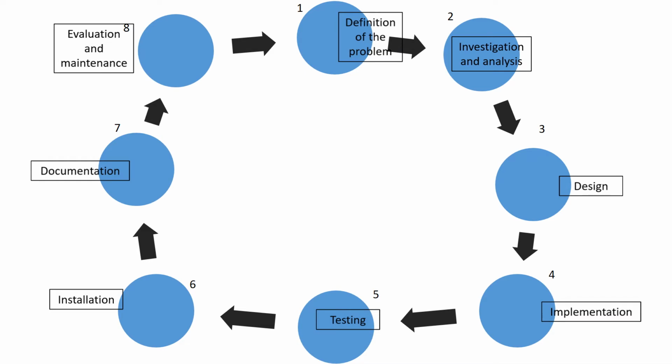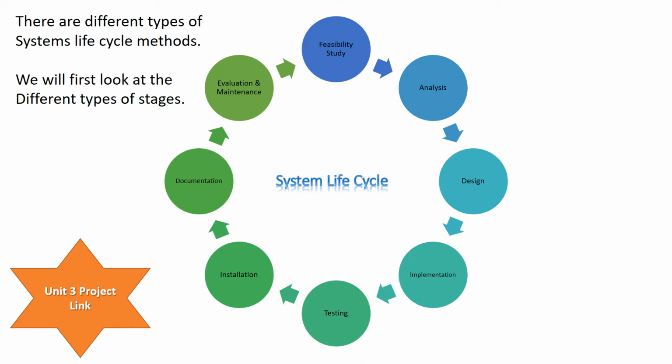Here are the answers. Make sure you fix any errors that you've made. Now, to start with, we're going to generally think about the different stages of a random system lifecycle. There are different methodologies and different ways of completing software projects, but we're just going to have a look at some of the common stages first. We have a Unit 3 project link here because when you start making your project, you're going to have to complete several of these different stages.